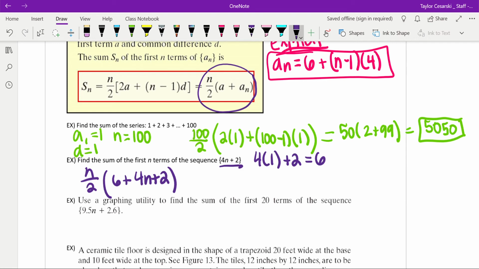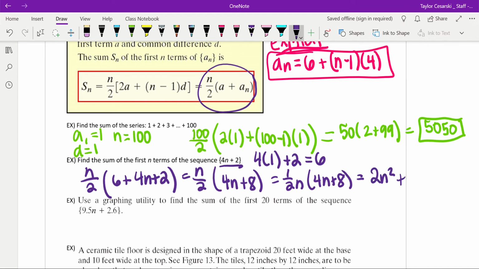I'm going to combine some like terms here. So n divided by 2 times 4n plus 8. Really, n divided by 2 is just 1/2 n, so I'm going to rewrite that to make it a little simpler. I end up getting 2n squared plus 4n.